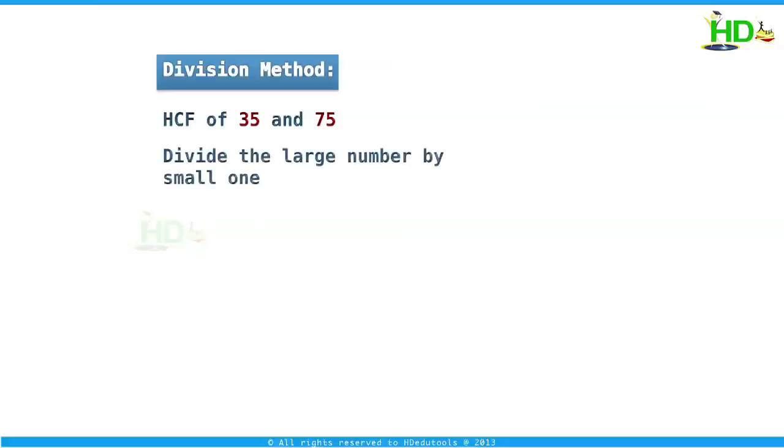Division method. Suppose we have to find the HCF of two given numbers 35 and 75. In this method, first we divide the large number by the small number. That is, first we divide 75 by 35. If we divide 75 by 35, we get the remainder 5. Now again divide the divisor by the remainder.